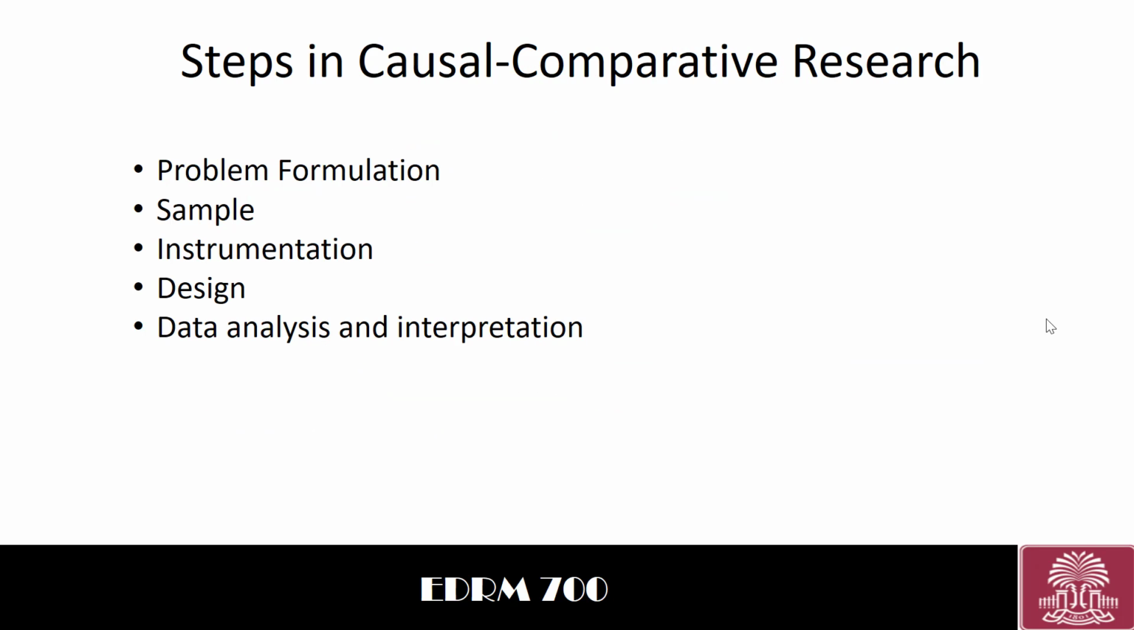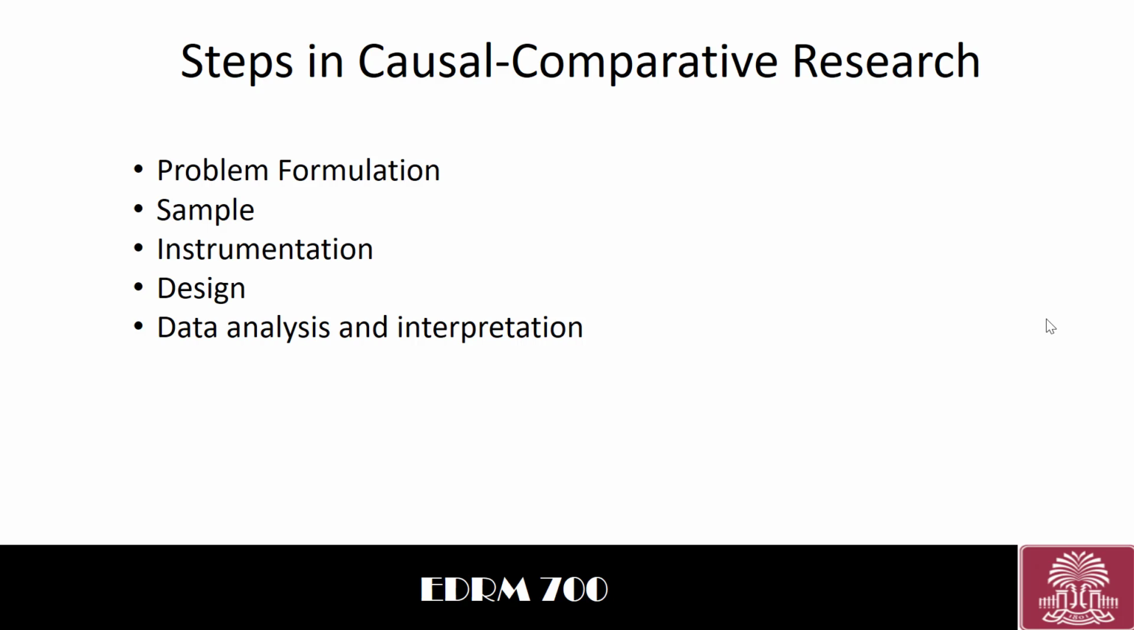Please review the steps involved in the causal comparative research. The first step is the problem formulation, where you identify and define the phenomena of interest and think about possible causes. Next, you select the sample of individuals to be studied by carefully identifying the characteristics of selected groups. In terms of instrumentation, there are no limits on the types of instruments used in causal comparative studies.